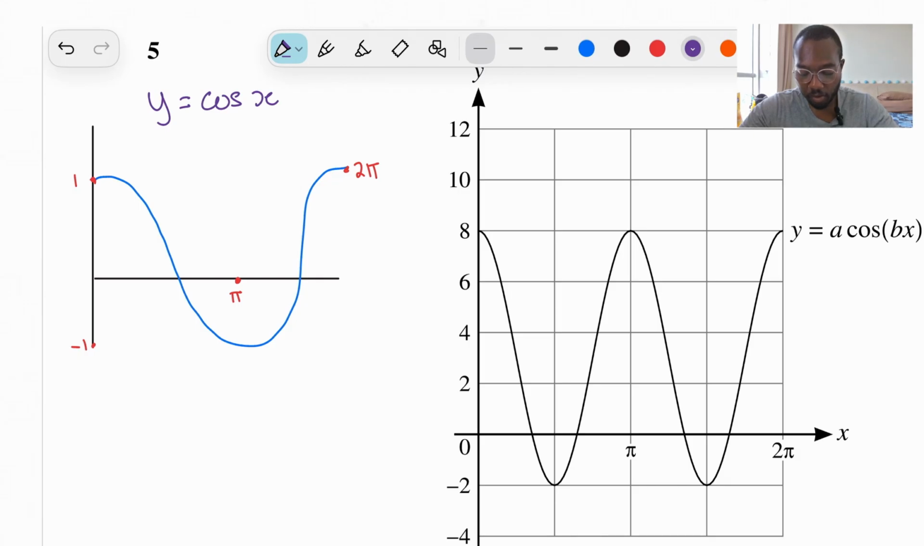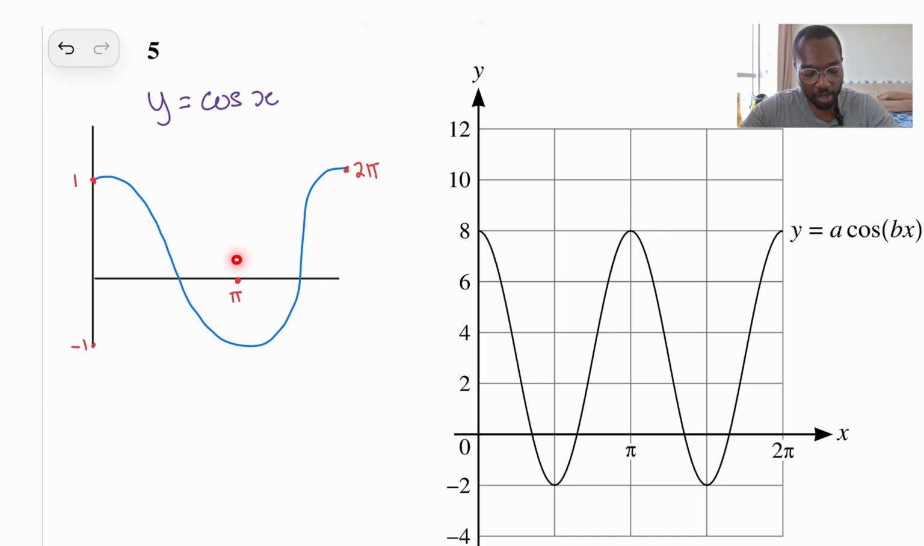Now from 0 to 2 pi, if we look at the shape of it, it looks fairly similar, but where x equals pi, in our transformation, it's at the top here. So something's happened there. But then if you look, the 2 pi value is still the same. So what's happened? Actually, it's oscillating 2 times as much within that zone.